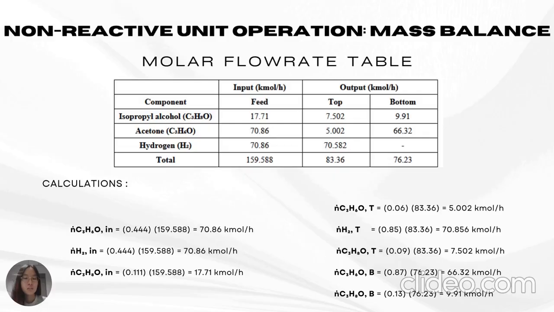This is the molar flow rate table, where we will use the mole fraction of each component to multiply by the total molar flow rate to obtain their own molar flow rate for input and also output. By summing up the input and output, we can get that the total molar flow rate for input and the total molar flow rate for output is the same.